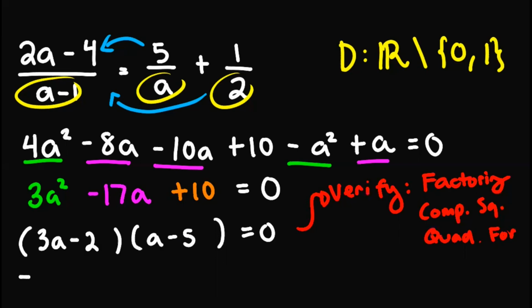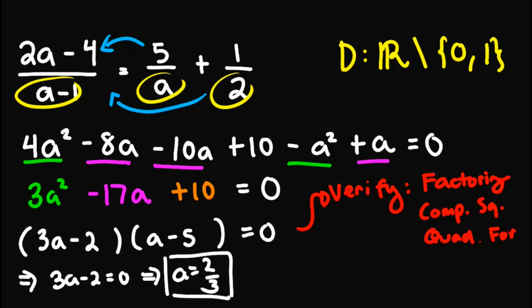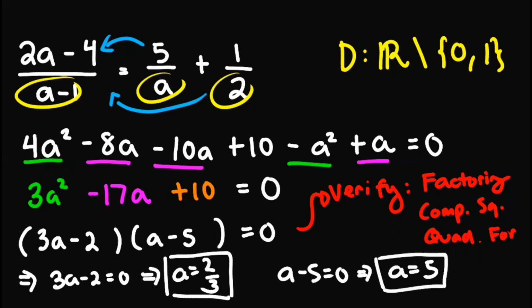So from here, we can conclude that the two possible values are either 3a minus 2 equals 0, that would give us a equals 2 over 3, or we have a minus 5 equals 0, or that would give us a equals 5. Since these two are part of our domain out here, we conclude that these two are the actual answers for this equation. So that's the answer for this one.